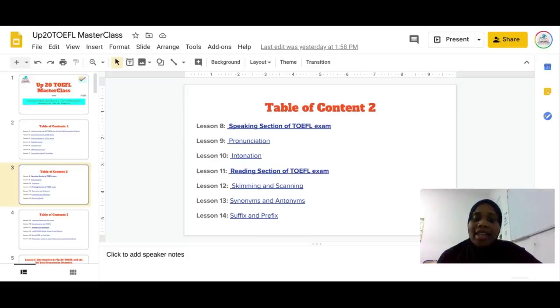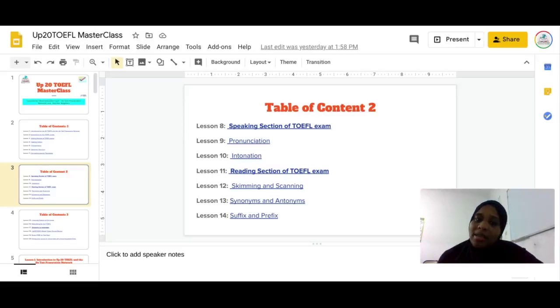Lesson 12, we cover skimming and scanning. Because the TOEFL exam is timed, you don't have a lot of time to read all the details. So we teach you how to skim through and scan through the reading section of the exam.